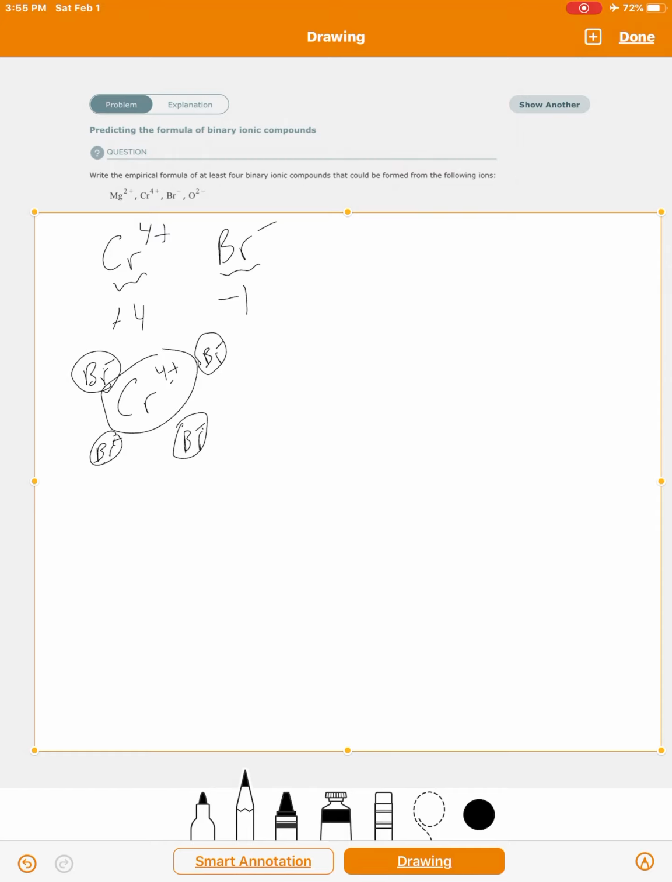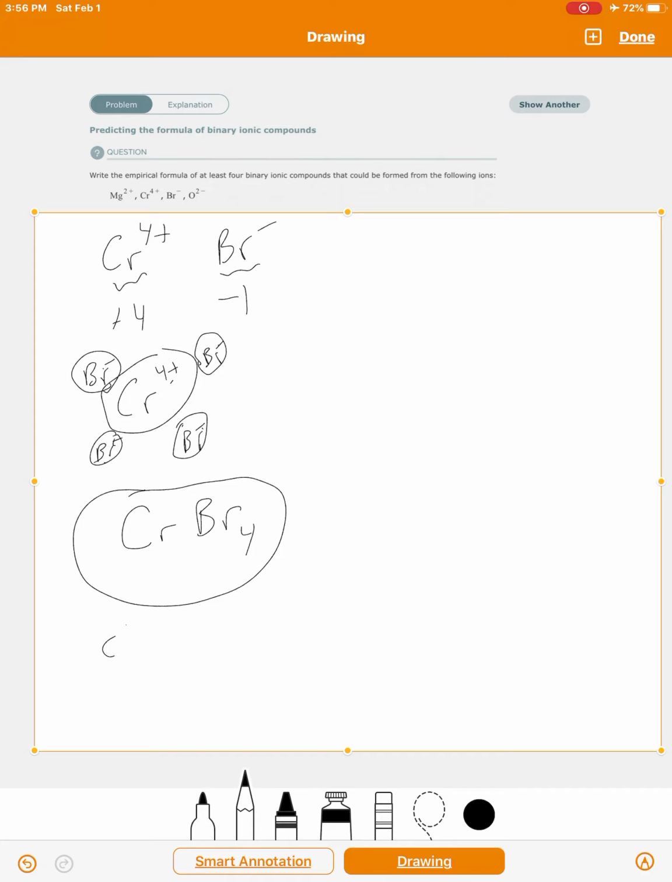We now have -4. Again, the formula is written just by counting the number of ions. You do the metal first. So one chromium and 4 bromides. CrBr4. This one has a specific system for naming.